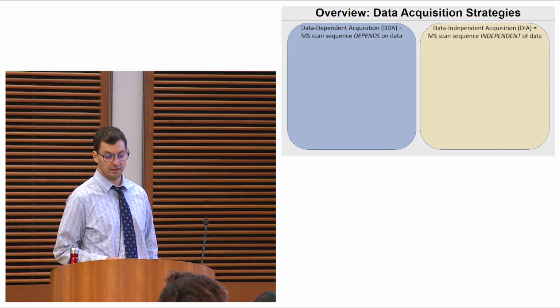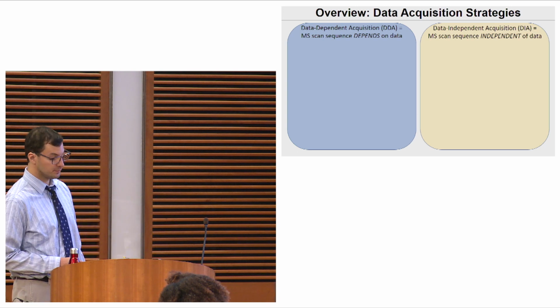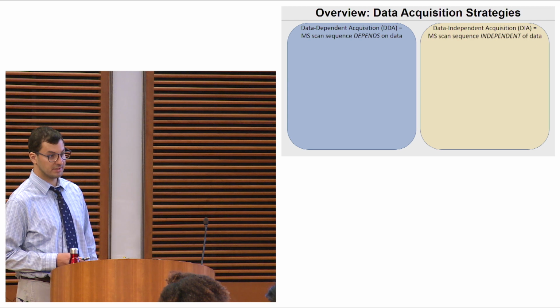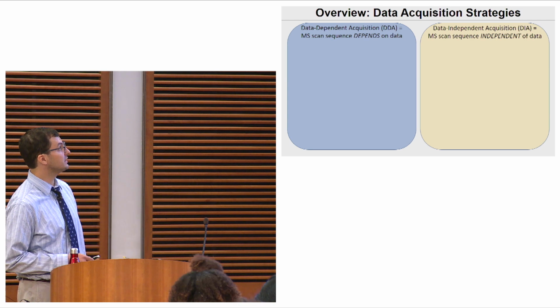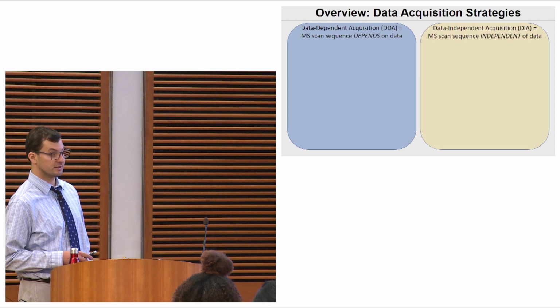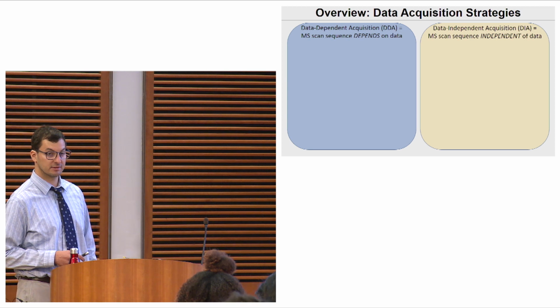And the way that they're combined can be broadly divided into two different camps, DDA and DIA. Really, the main difference between DDA and DIA is how Q1 is used in relation to the data that we're seeing at any moment. For data-dependent acquisition, or DDA, the MS scan sequence depends on the data. That means that the scans we collect in any run will be at least slightly different than another run, even of the same sample.